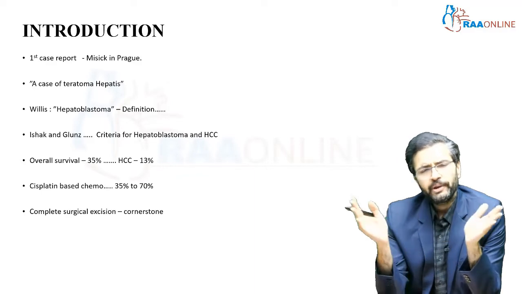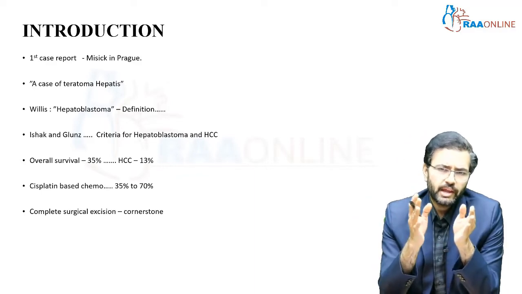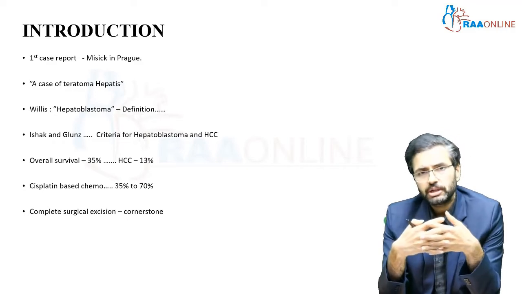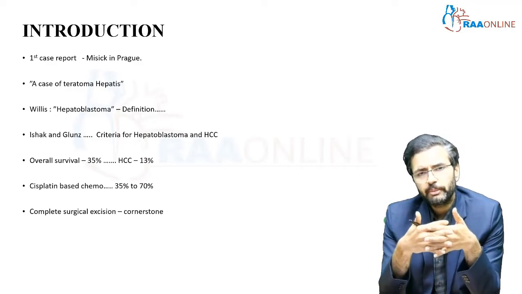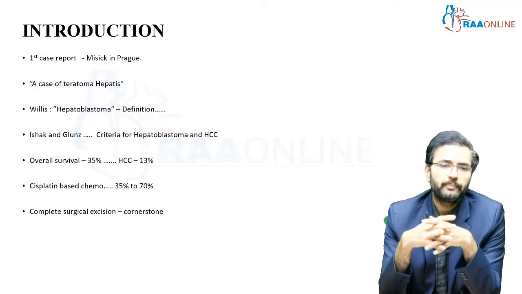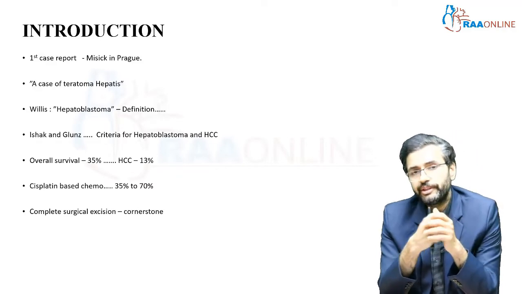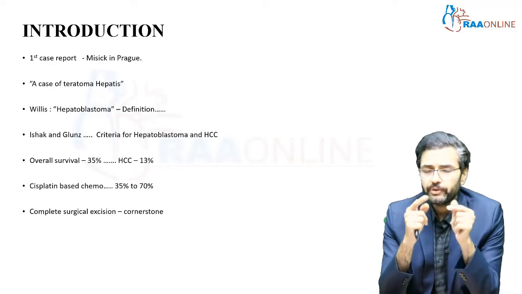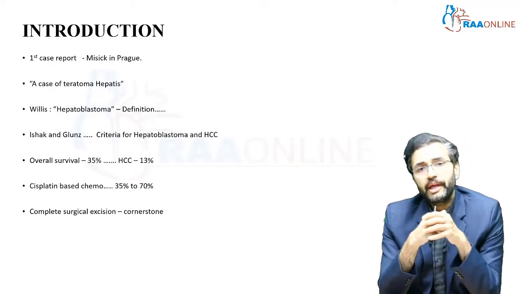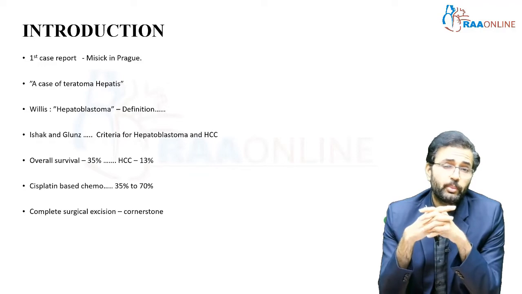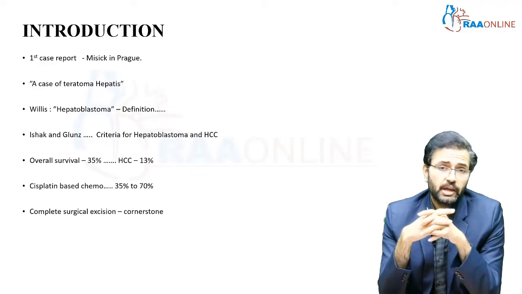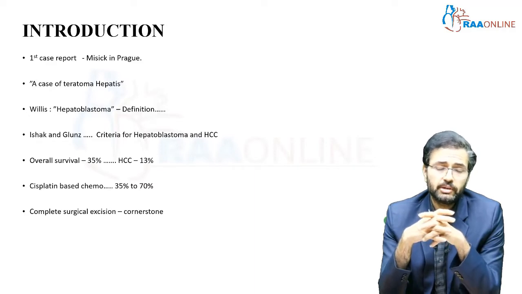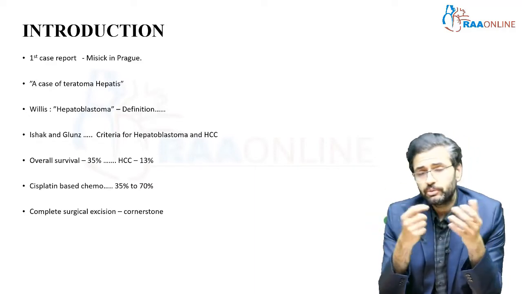For a long period of time, hepatoblastoma and hepatocellular carcinoma were often confused with each other. It was very difficult to differentiate a hepatoblastoma and a hepatocellular carcinoma. Ishak and Glunz were the first to introduce criteria to differentiate a hepatoblastoma from a hepatocellular carcinoma. Exelby, in his famous series way back in 1975, studied around 200 to 250 cases of malignant liver tumors, and he came to the following conclusions.